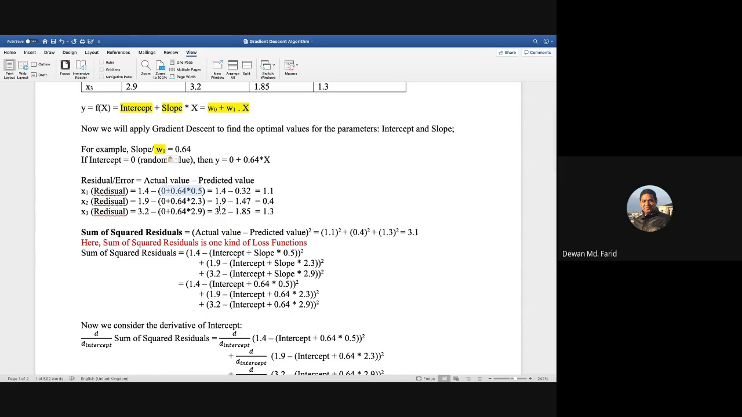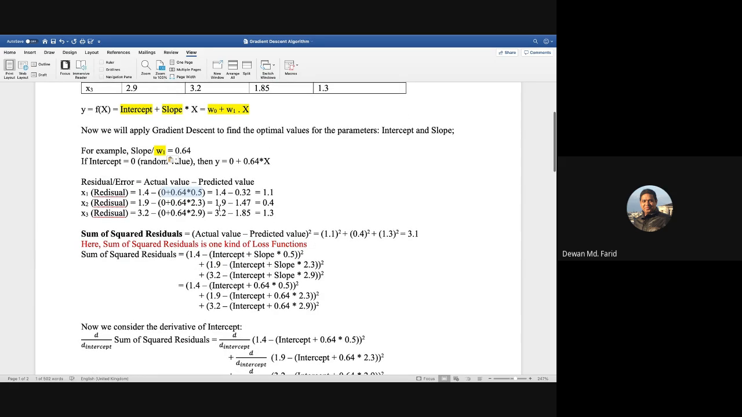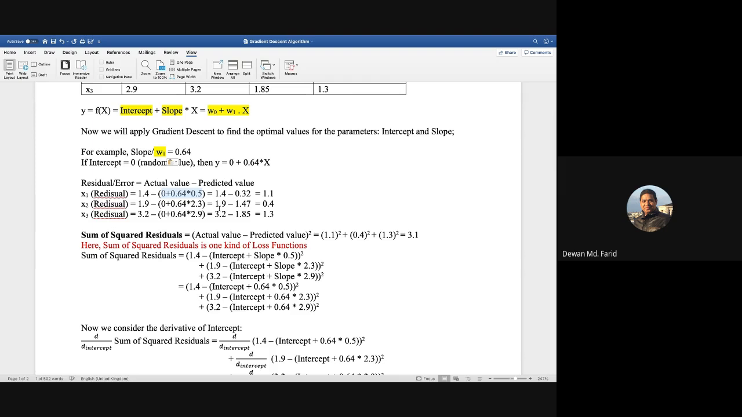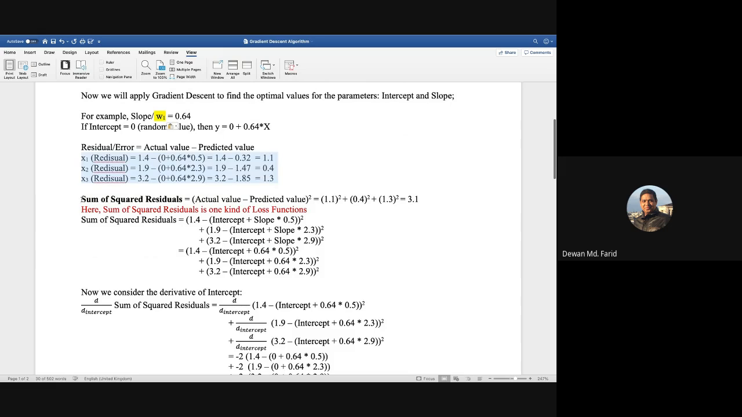Now we can find the sum of squared residuals, that means the total error. So this was the individual error calculation for each data point. Now we find the sum of squared residuals, that means the sum of squared error, which is basically actual value minus predicted value, to the power of 2. So this is basically this one, right? Yes, sir. Okay. Is it clear up to now? Yes, sir, it's clear.